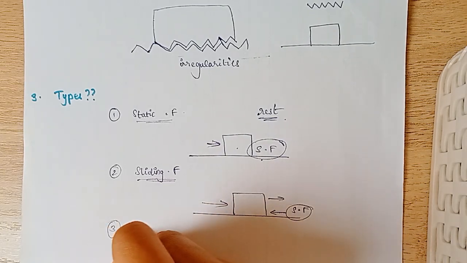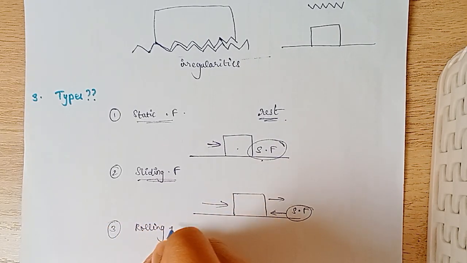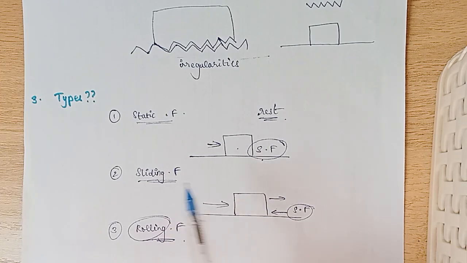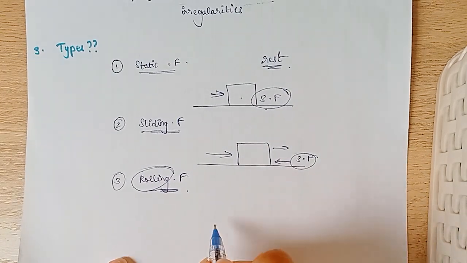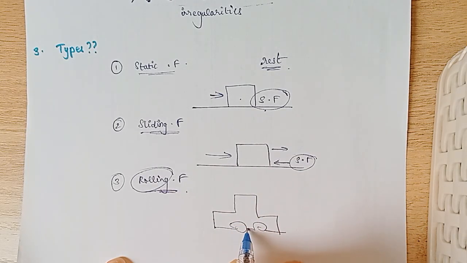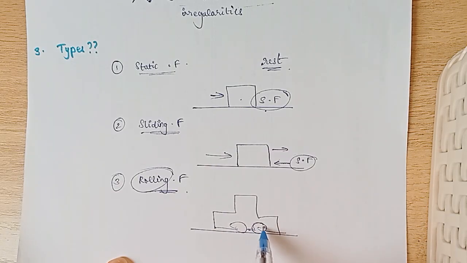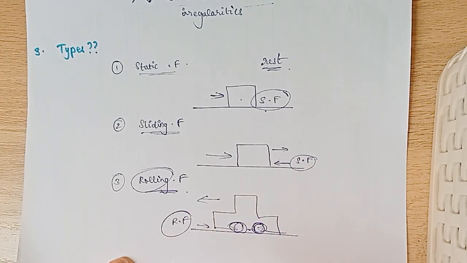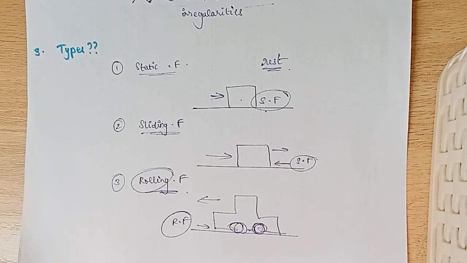Now, the third type of friction is rolling friction. Again, just like the name, rolling. This acts on objects that can roll. For example, the wheels of a car. We'll take a car on a road like this. Now, when this car moves in this direction, there will be a force of friction acting on the wheels when the wheel turns to one side. That friction is called the rolling friction. So static friction, sliding friction and rolling friction.